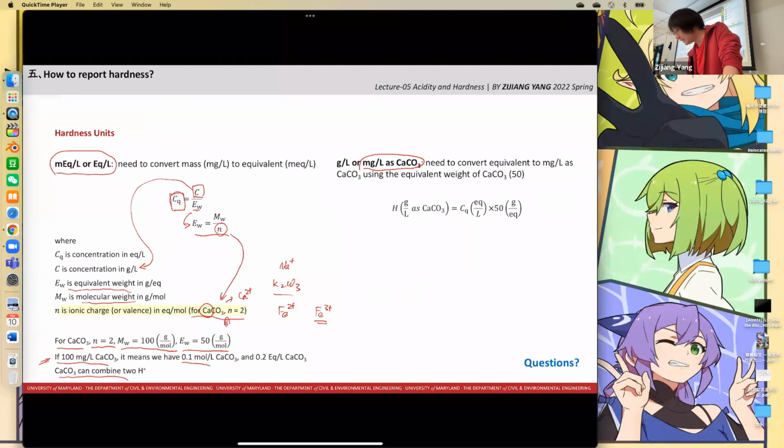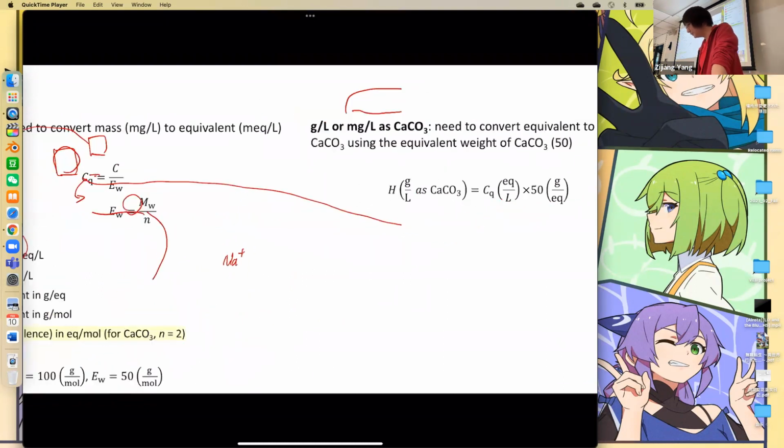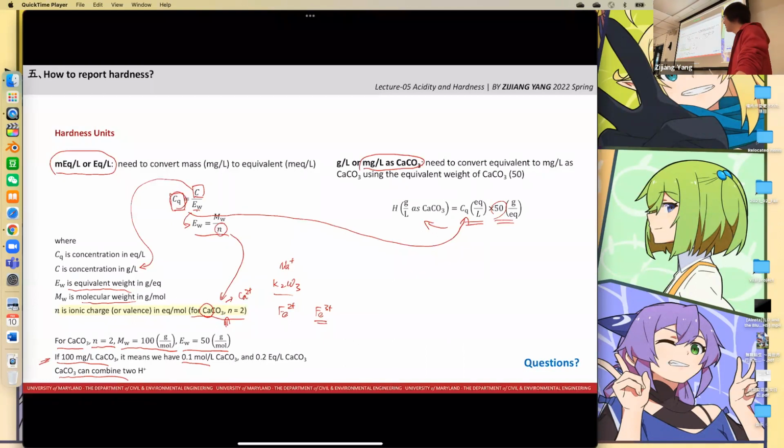And by knowing this equivalent concentration, we can use this CQ to calculate the hardness as calcium carbonate. So we just use this equivalent concentration times the EW of calcium carbonate, which is 50. We can remember this number, and then we can get this result. And I guess this is a little bit confusing, so let's look at an example.